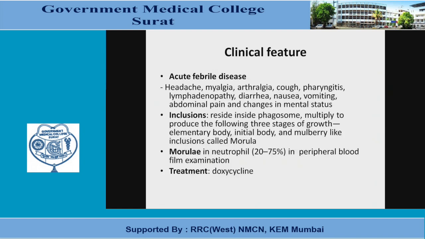So it is responsible for acute febrile disease, headache, myalgia, arthralgia, cough, pharyngitis. So all the symptoms are non-specific. You cannot align any one system with this. They reside inside the phagosome, multiply to produce three stages of growth: elementary body, initial body, and a mulberry-like inclusion called a morula. Morula in neutrophils can be seen on peripheral blood smear examination. Treatment is the same as other rickettsia, that is doxycycline.